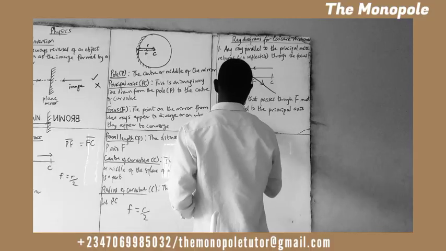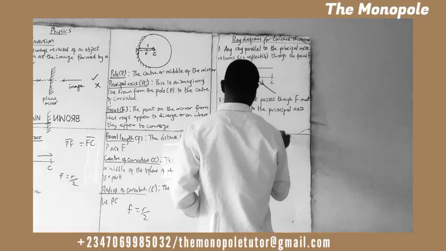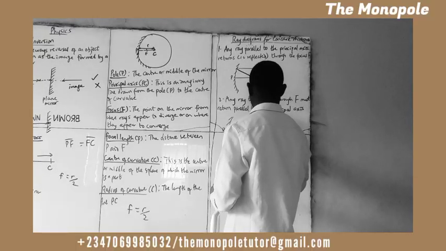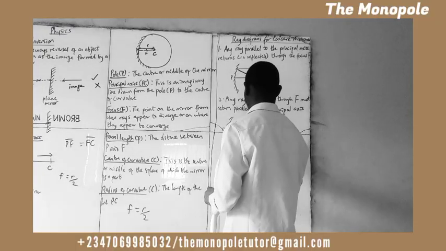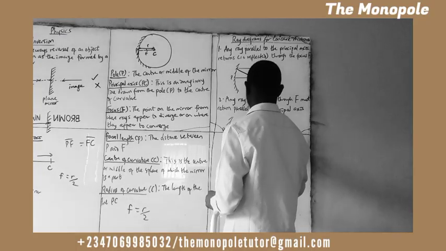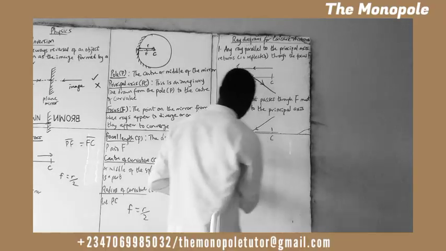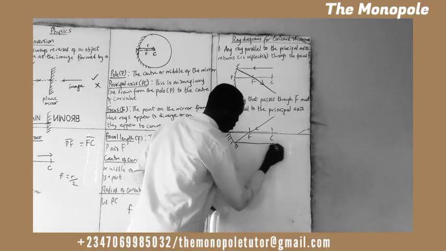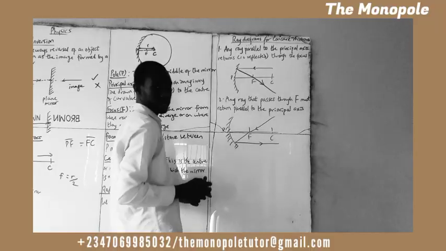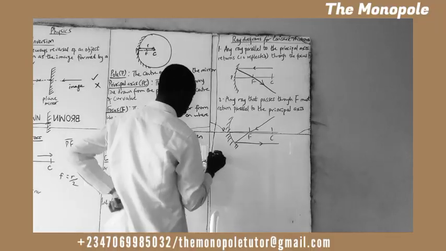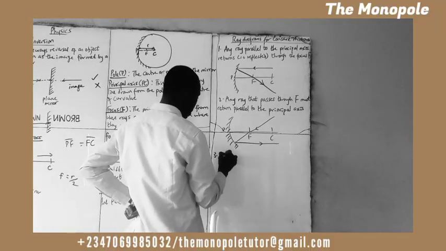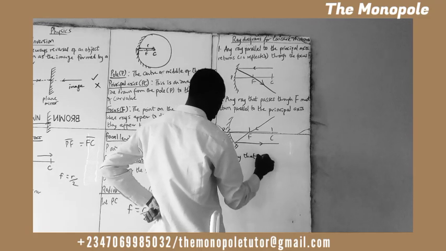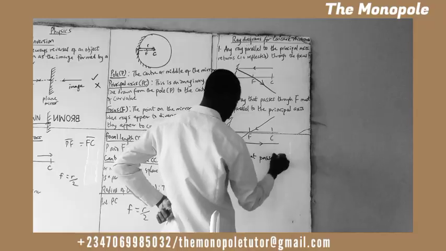This is the pole, this is the focus, and this is the center of curvature. So any ray that passes through F, let's say a ray comes from somewhere here and passes through F to meet the mirror, must get reflected in the direction that is parallel to the principal axis. It must go all the way through like this.